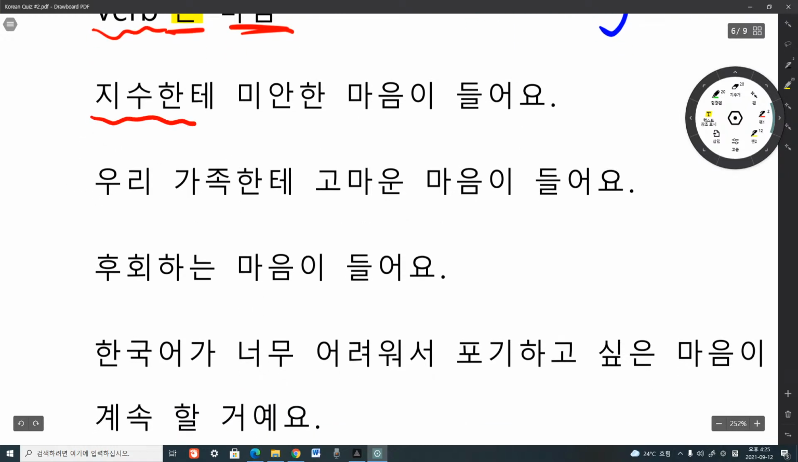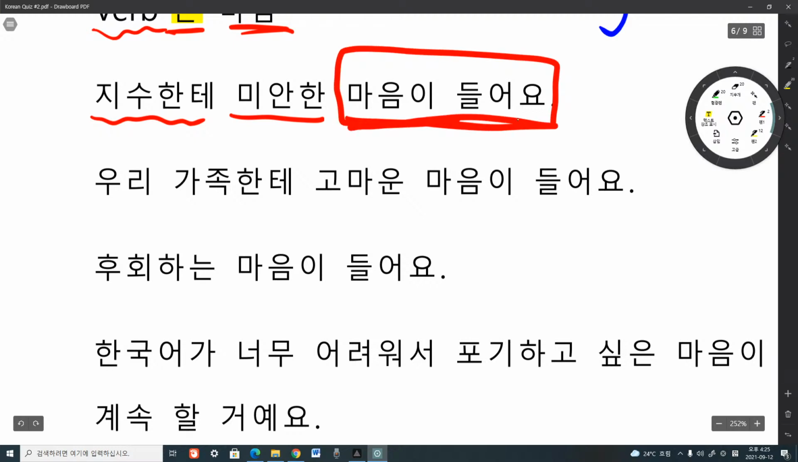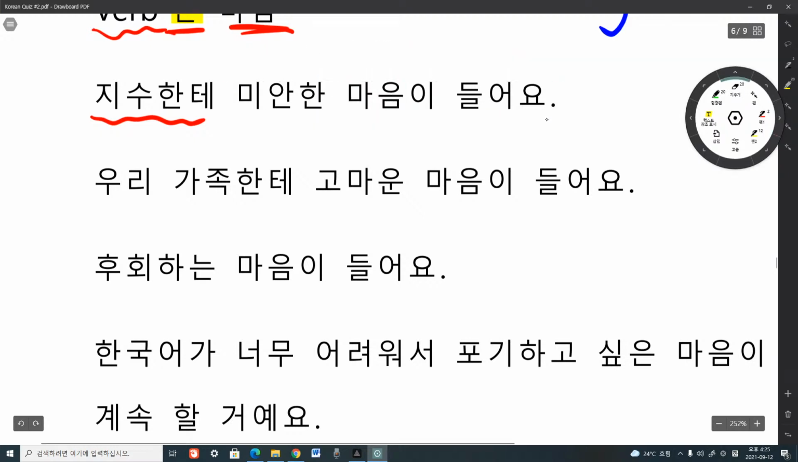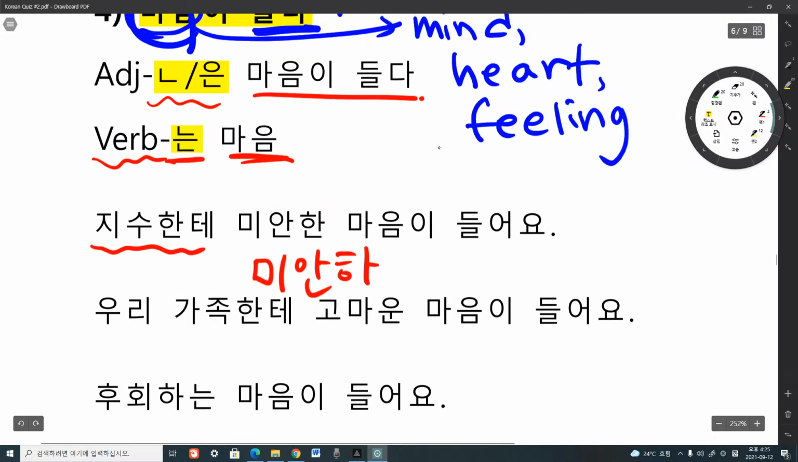If you say 지수한테 미안한 마음이 들어요. 미안한 마음이 들어요. It means like a feeling of being sorry arises. So it's like I feel sorry, like I feel very apologetic to Jisoo. 미안한 마음이 들어요. And since like 미안하다 is an adjective, right? It follows the adjective's modifier form. 미안한. 미안한 마음. 그렇게 하면 되고요.